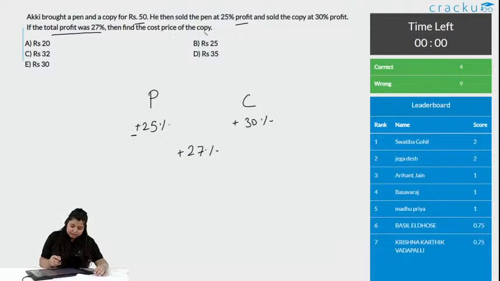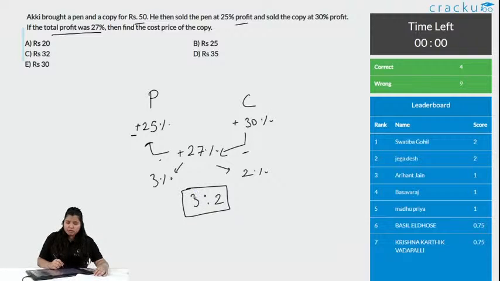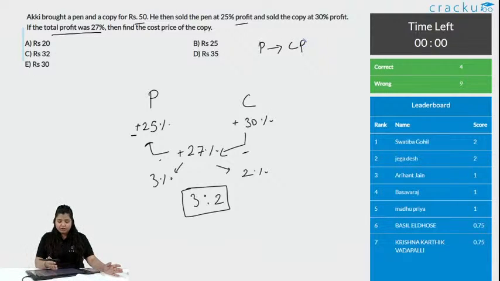Find the cost of this. So simply you can put an allegation, this minus this is 3%. Again this minus this is 2%. What is the ratio? We are getting the ratio 3:2. Now what is this ratio of? Remember, profit is always applied for the cost price. So the ratio is of cost price.